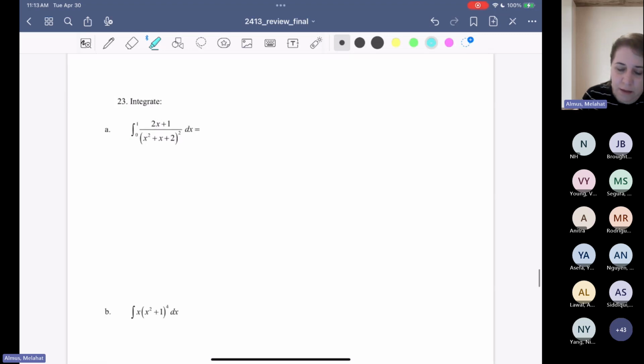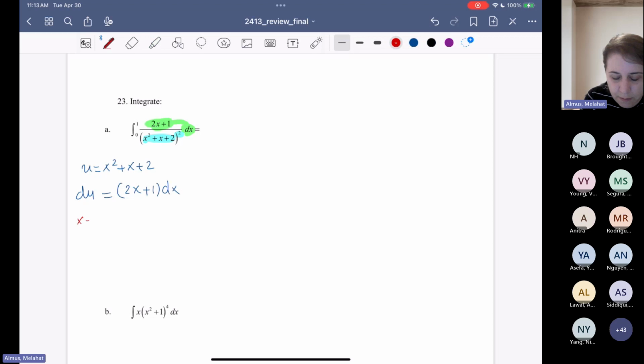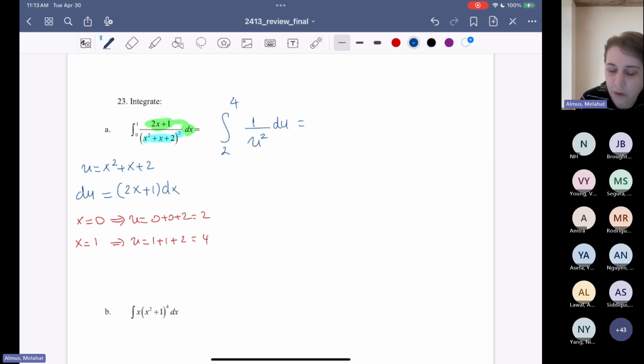So, I see this power here that gives me the sign. It tells me to try U equals this guy. The derivative is, oh, amazing. It is available upstairs. Great. And the limits, please. X equals 0 means U equals 2. X equals 1 means U equals 4. Okay. 2 to 4, 1 over U squared du. That's it. U sub has happened.